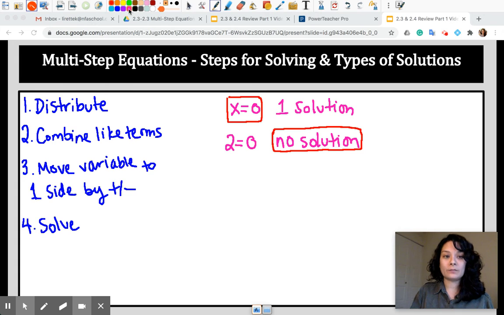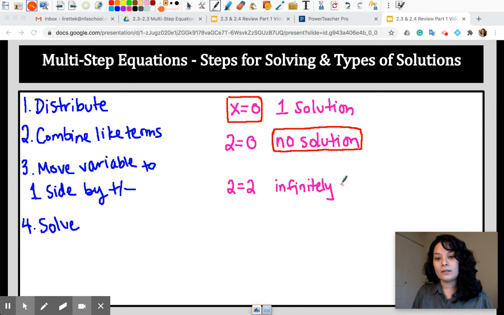as your final answer. Okay, and then the third type of answer that we could potentially get is something that looks like this. So instead of a false statement, you get a true statement after all the variable terms cancel out. When this happens, we can write one of 3 things. Some textbooks will say infinitely many solutions. That's one way that you could say your answer for something like this.